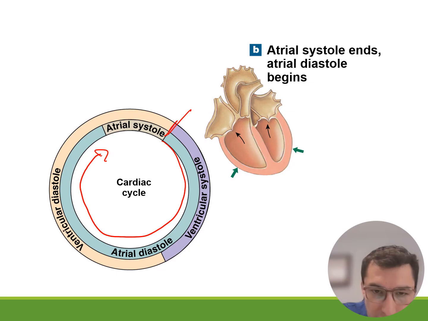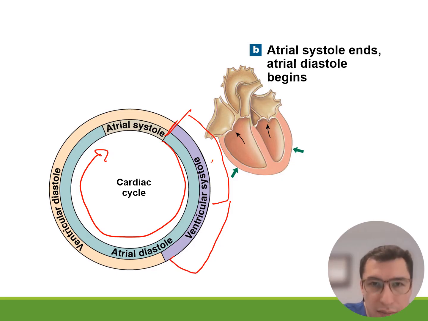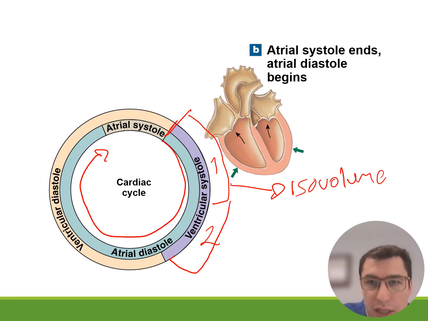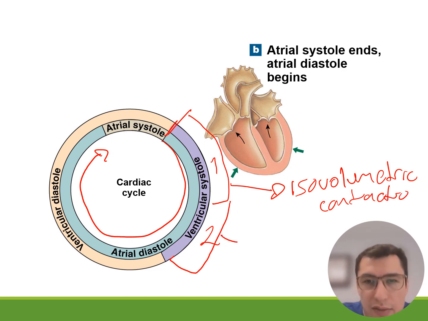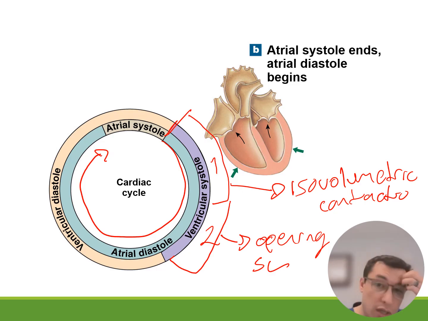We then proceed with ventricular systole. Ventricular systole can be divided into two phases, an early phase and a late phase. The early phase is known for something called isovolumetric contraction, and we'll talk about what that is in a second. The late phase is known for the opening of the semilunar valves once we start ventricular systole and we start ejecting blood through those arteries.